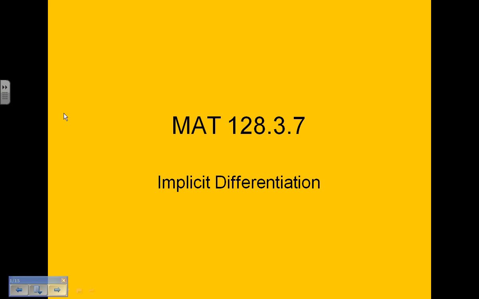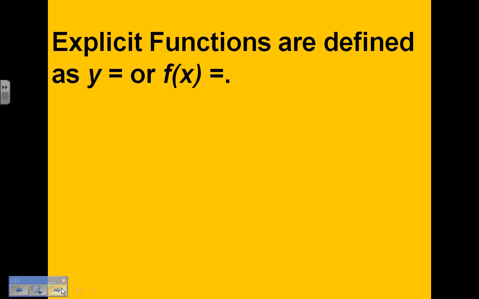So this is something new, implicit differentiation. So let's go ahead and get started. First of all, you have to know what the word implicit means. Differentiation obviously means to take the derivative. Implicit means the opposite of what explicit does.